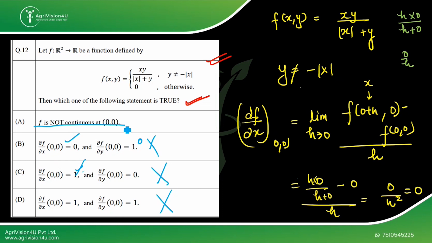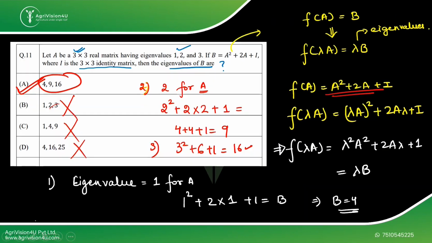So this will be the answer. Option A will be the answer. That is, f is not continuous at 0, comma 0. Correct? So this will be the answer. Option A is correct for this. And for this, again, option A is correct for the previous question.